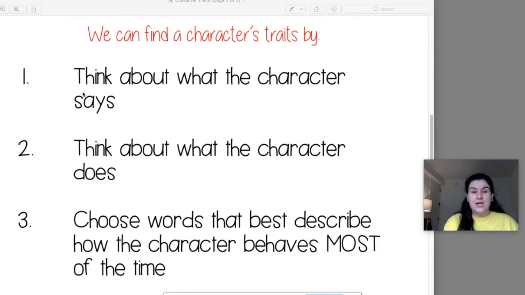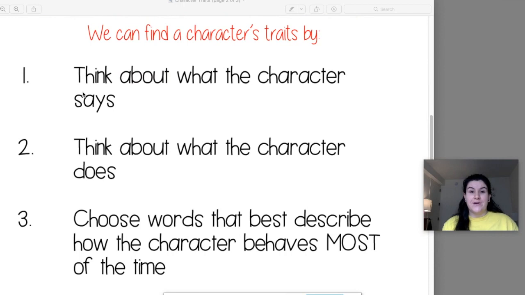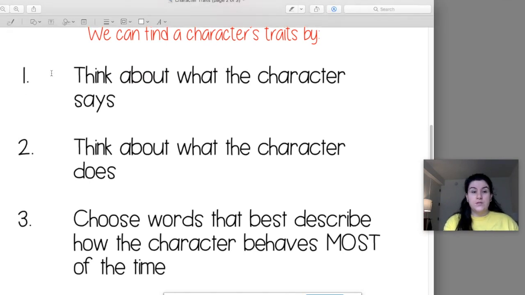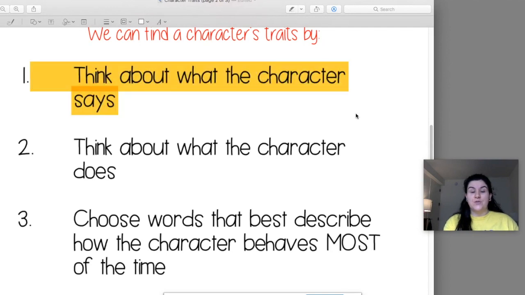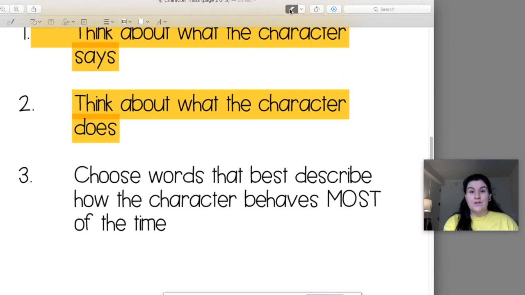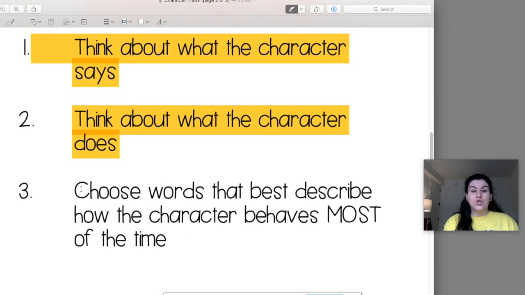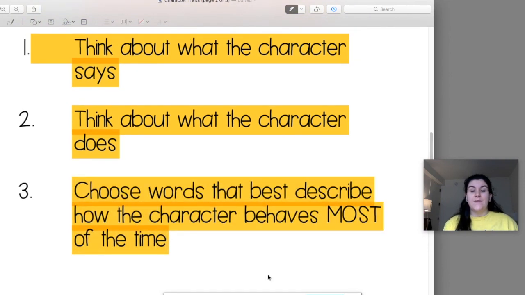We had a chance to look and think about some different characters. So let's talk about how we're going to find a character's traits today. These are the 3 steps we're going to focus on. First, we're going to think about what the character says. So the things that they say in the story. We're going to think about what the character does, the things that they do in the story. And last, we're going to choose words that best describe how the character behaves most of the time.